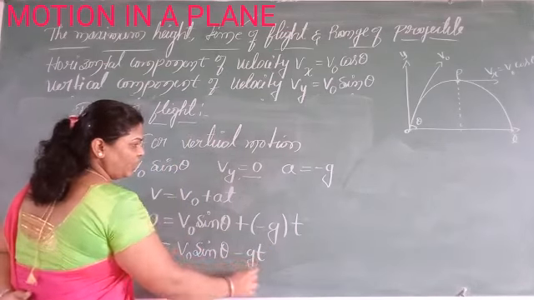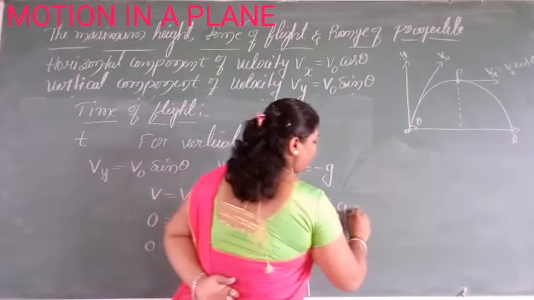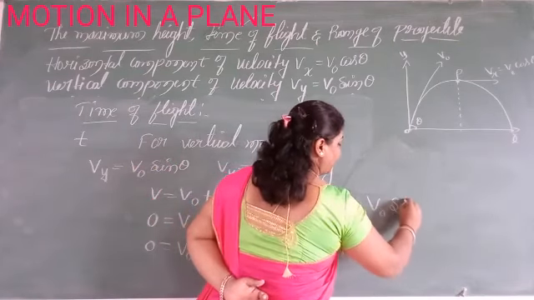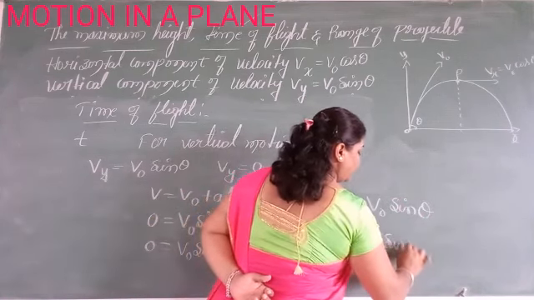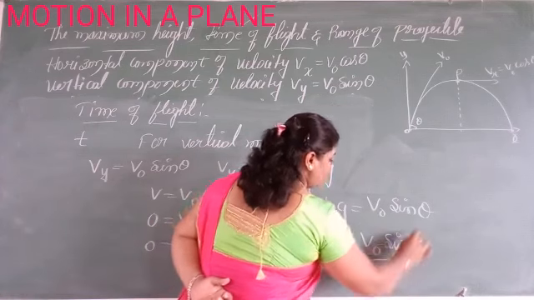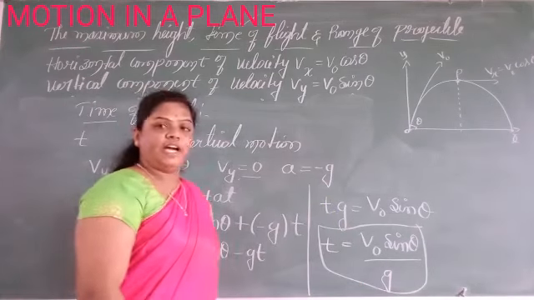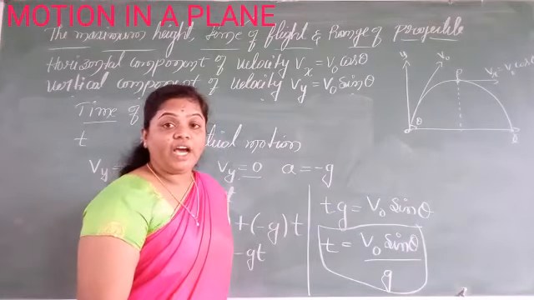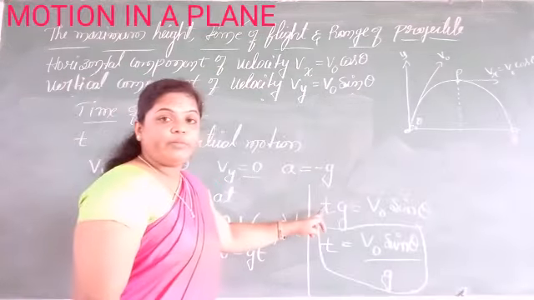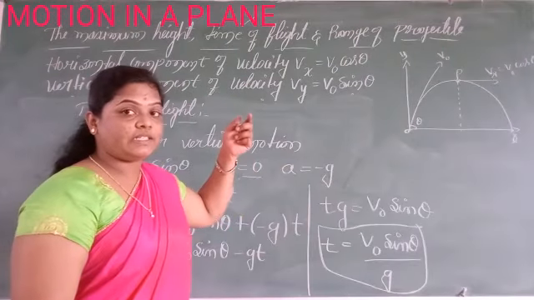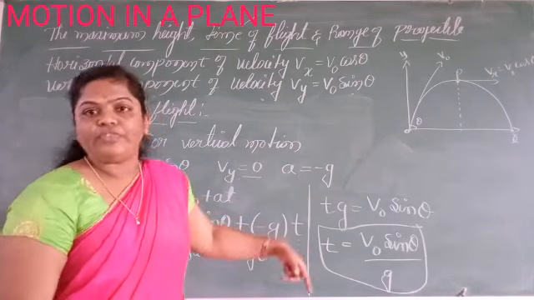Since what we need is the time, we move it to this side: t into g is equal to v naught sin theta, then t is equal to v naught sin theta divided by g. So this is the time of ascent. t is equal to v naught sin theta divided by g. Here we need the time of flight. The time taken by the projectile to reach the maximum height, that is the time of ascent, is equal to the time of descent.